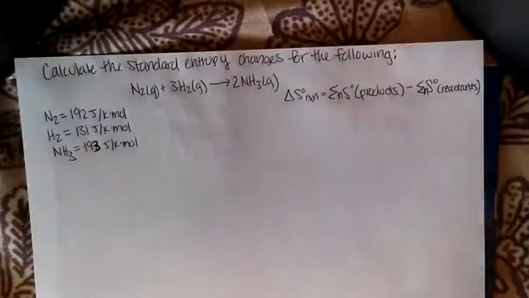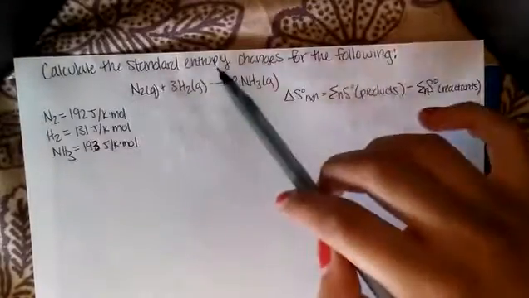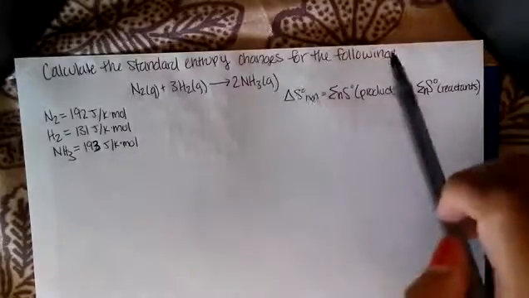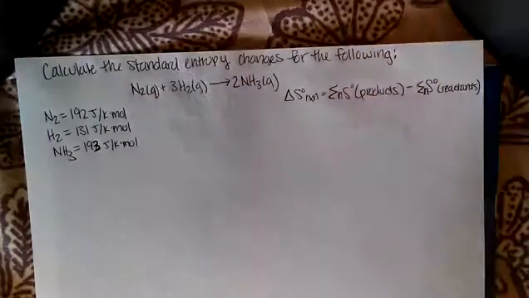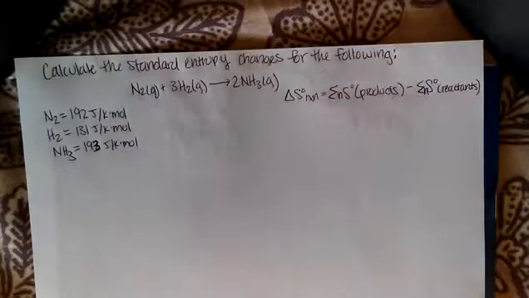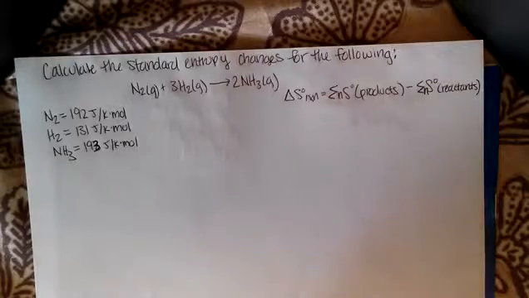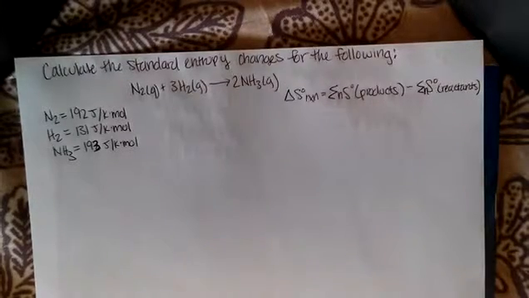So the problem reads, calculate the standard entropy changes for the following. N2 gas plus 3H2 gas produces 2NH3 gas. This problem isn't as difficult as you might assume it would be. It's just being aware of what formula you're going to use.